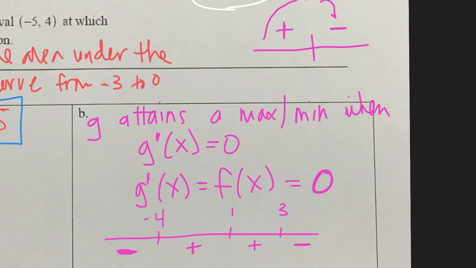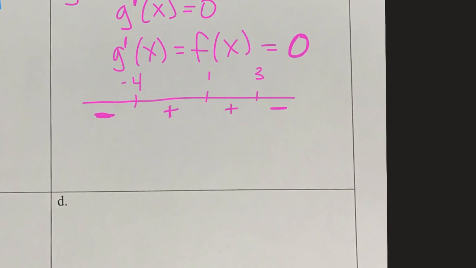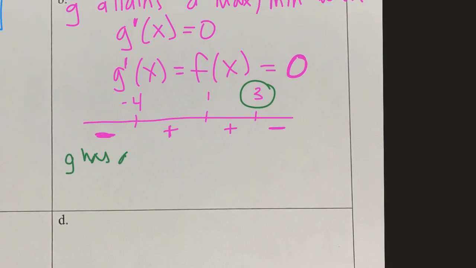Okay, so remember, we're just looking at the positivity of our f graph, right? Everything here is coming from f. So when f is above the x-axis, we have a positive slope of g prime. And when it's below the x-axis, we have a negative slope of g prime. Okay, so for our max, we're looking for a positive to negative change. And looking at our analysis, that occurs at +3. So g has a relative max at x equals 3. Okay, that's your answer, right?